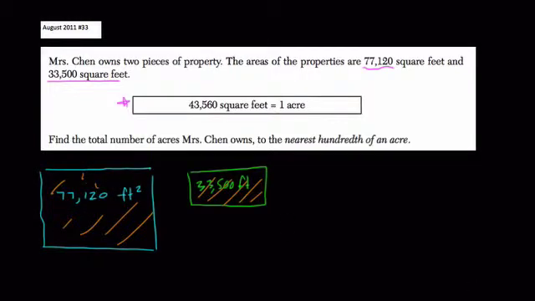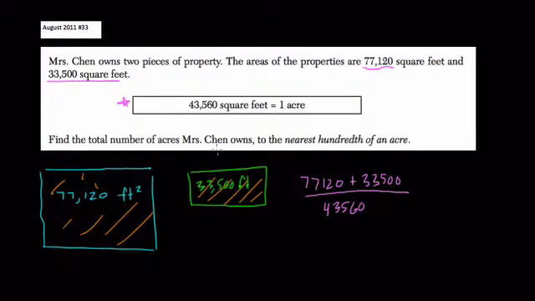So all we really have to do is, this is a portion. If you think of a ratio or a proportion, you can think, well, our total here is 77,120 plus the other piece of land, 33,500, out of what? Well, we want to know how many times does 43,560 square feet go into that? Because that'll be how many acres we have, right?